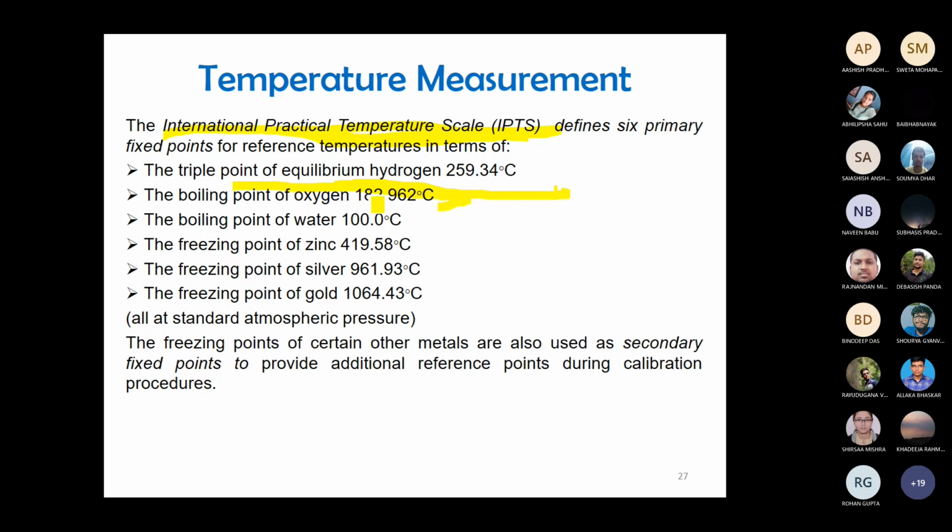The freezing point of certain other materials is also used as a secondary fixed point to provide an additional reference point during the calibration process. So it is used only for the calibration process.